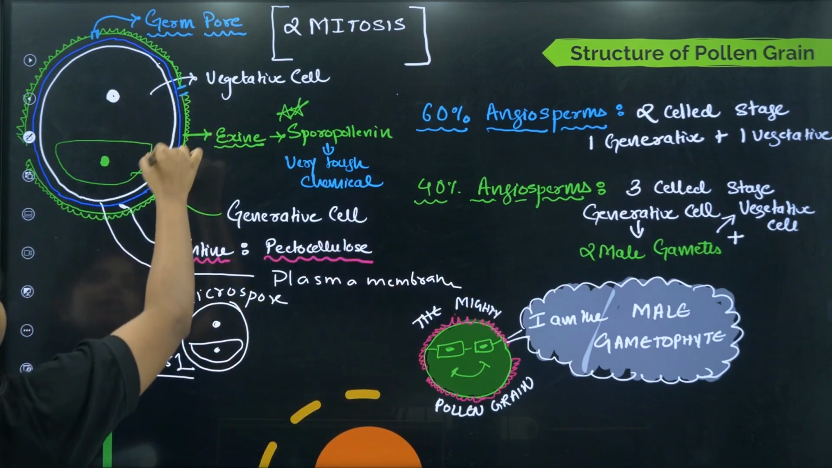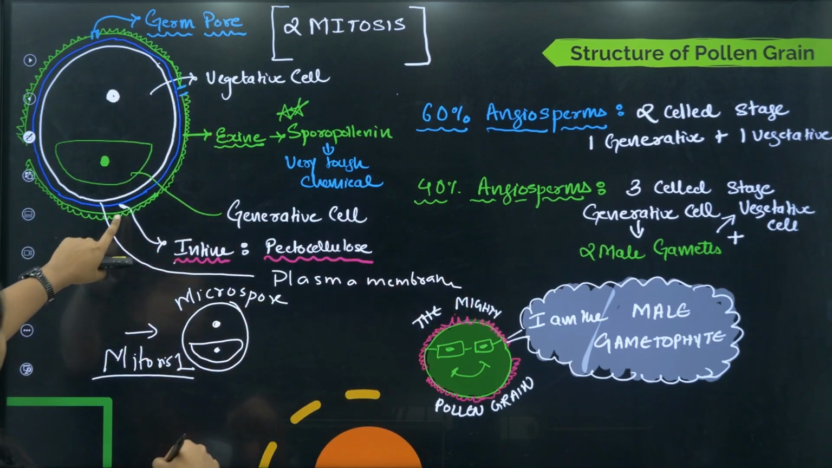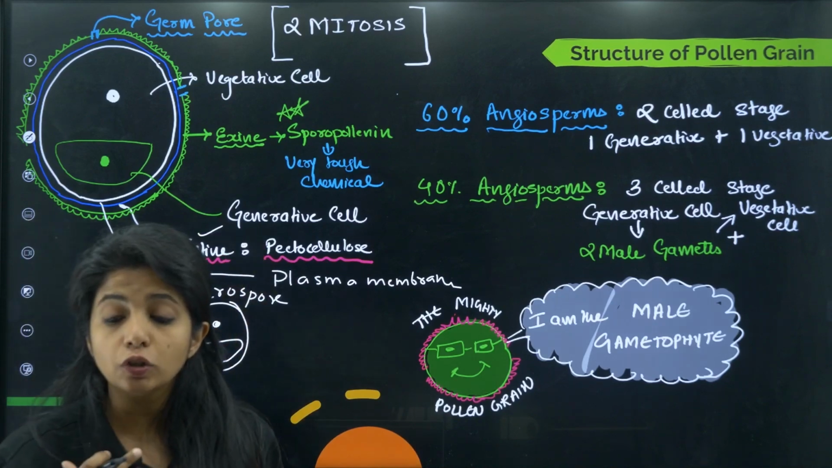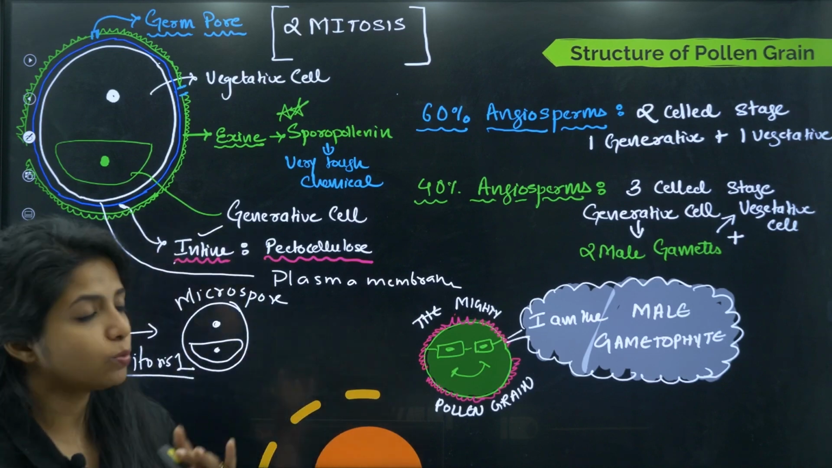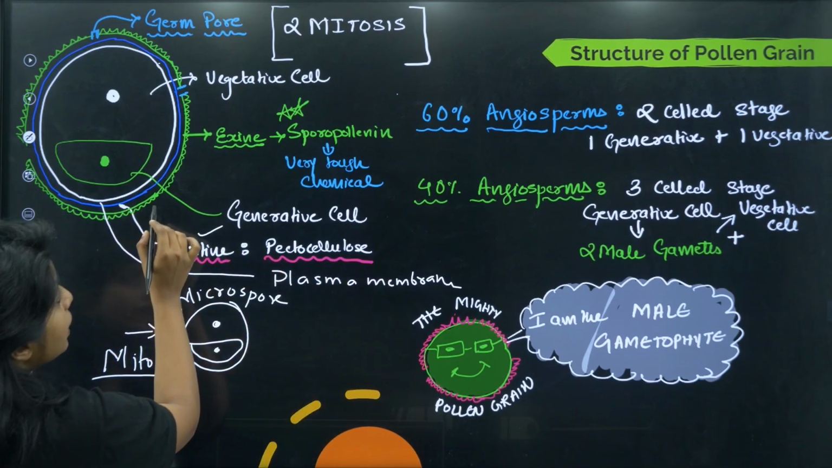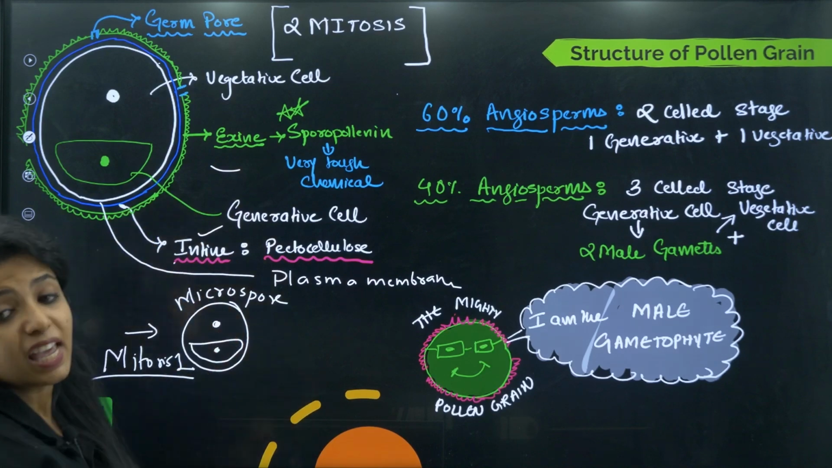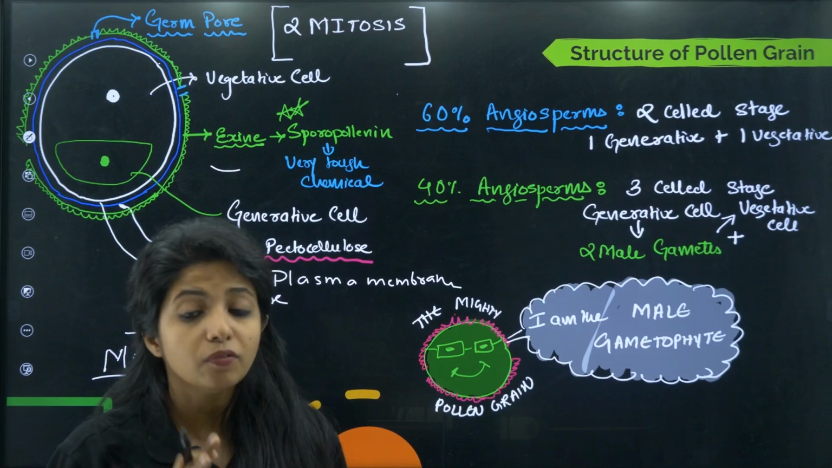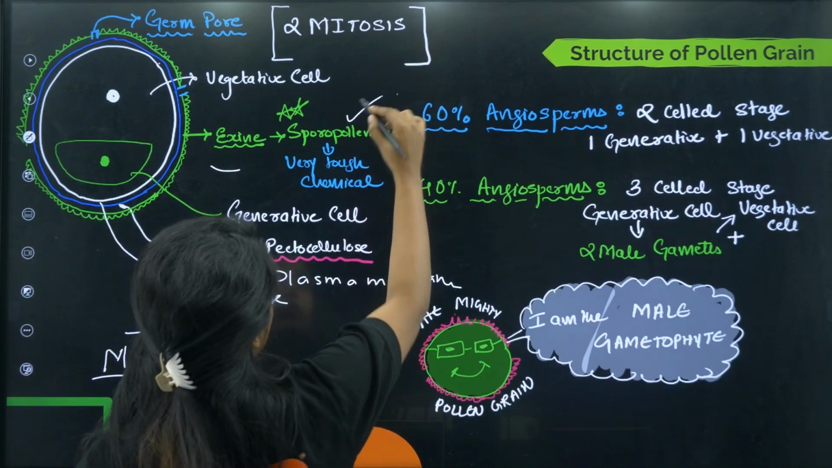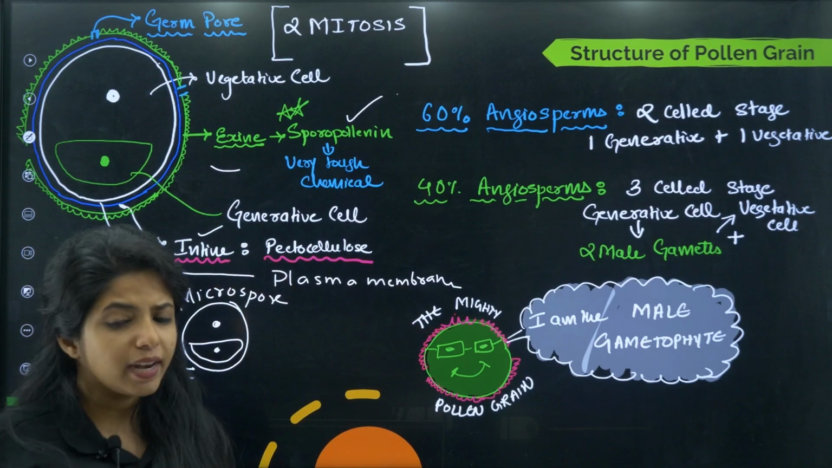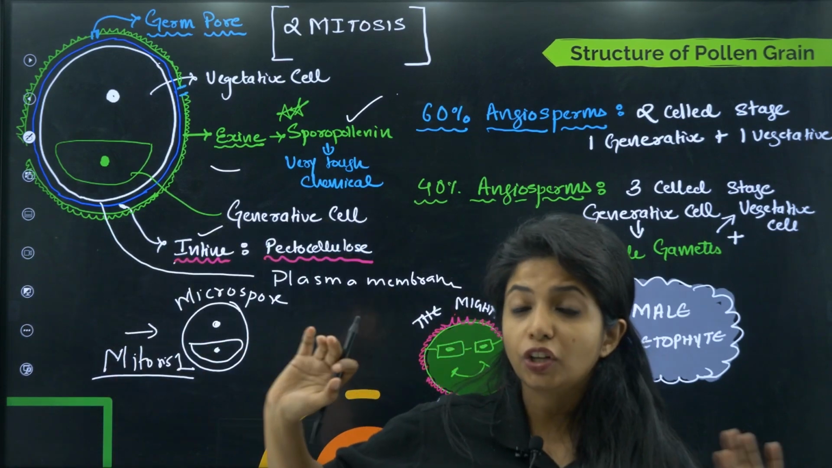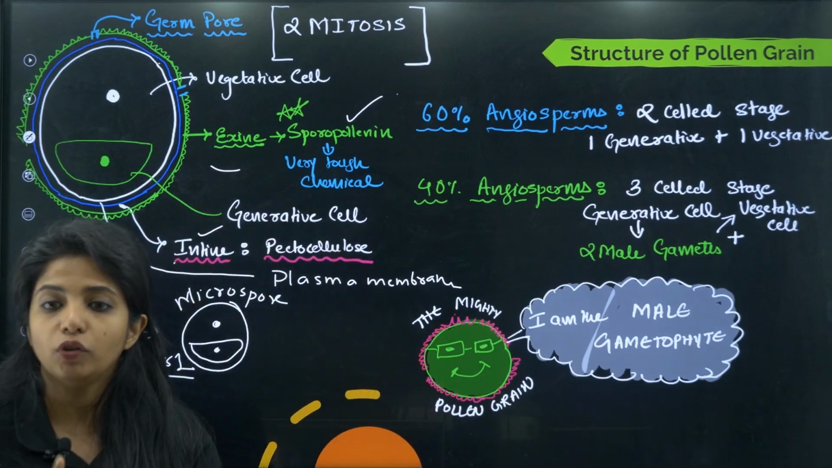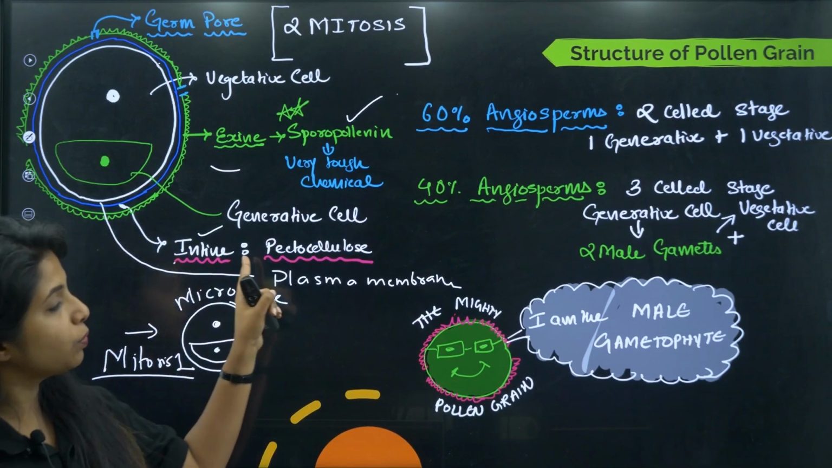Now outside it you see a blue color thing, which is known as intine, and intine is made up of pectocellulose. It is made up of both pectin and cellulose, which is why I say pectocellulose. Now outside that you see something known as exine, which is green in color. Exine is the layer which can withstand anything. Why? Because it is made up of sporopollenin. It is a very tough chemical that can endure acids, alkali attack, anything. So you have your intine, you have your exine. Exine is made up of sporopollenin, intine is made up of pectocellulose.